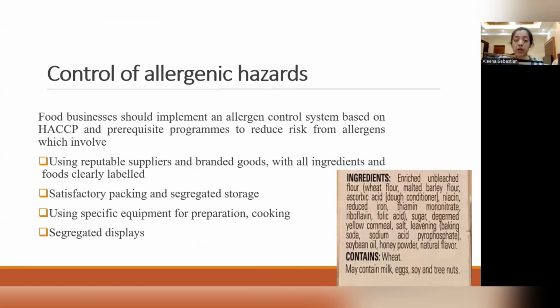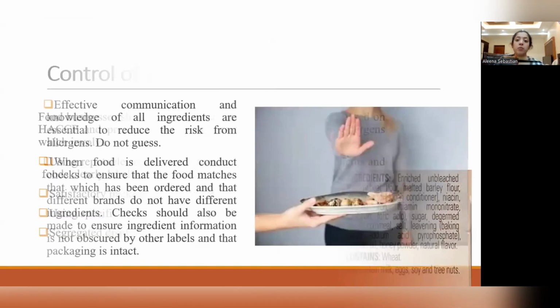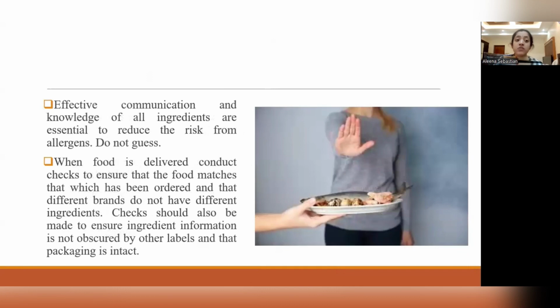Then segregated display. When we display the food also, separate the food which has allergenic ingredients from those which do not have any allergenic ingredients. Okay. The points which we have discussed. Effective communication should be there about all the ingredients that are essential to reduce the risk from allergens. Don't just simply guess. We should have the clear ingredient list. Whatever ingredients we are using in the recipe, we should have a clear list of that.